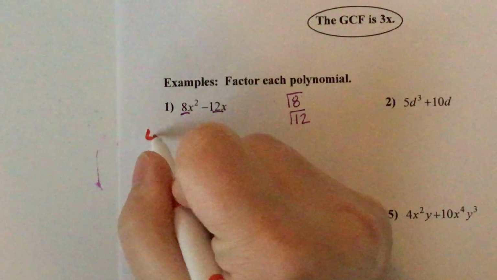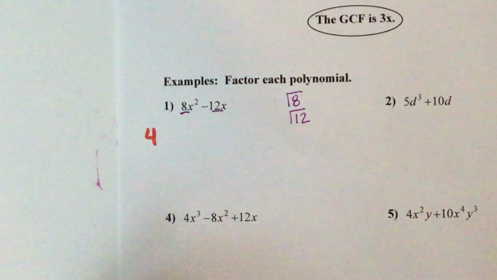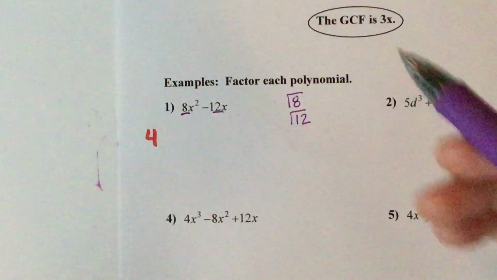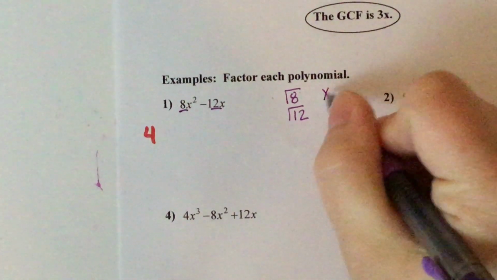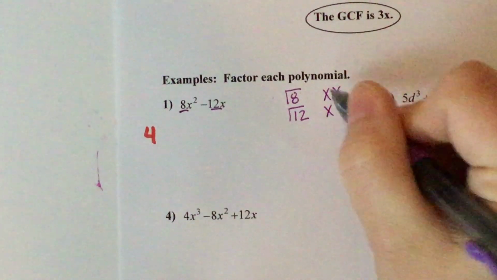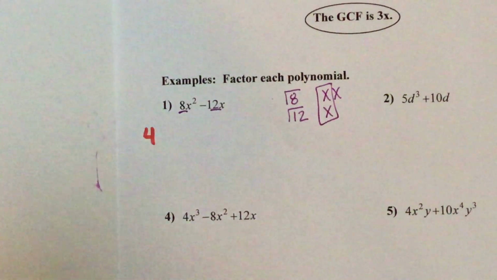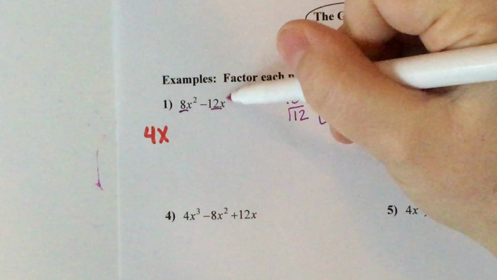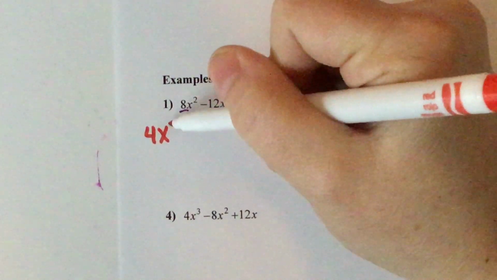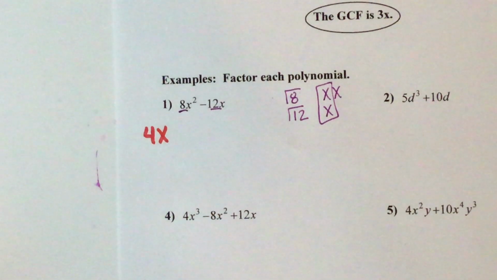4. Now, what's the greatest amount of x's that they both have? 1. This one has 2. This one has 1. So the greatest amount that they both possess is 1. And remember, as long as they both have an x, whatever the smallest exponent is, that will be what you can take out. So that's why I could only take out 1.